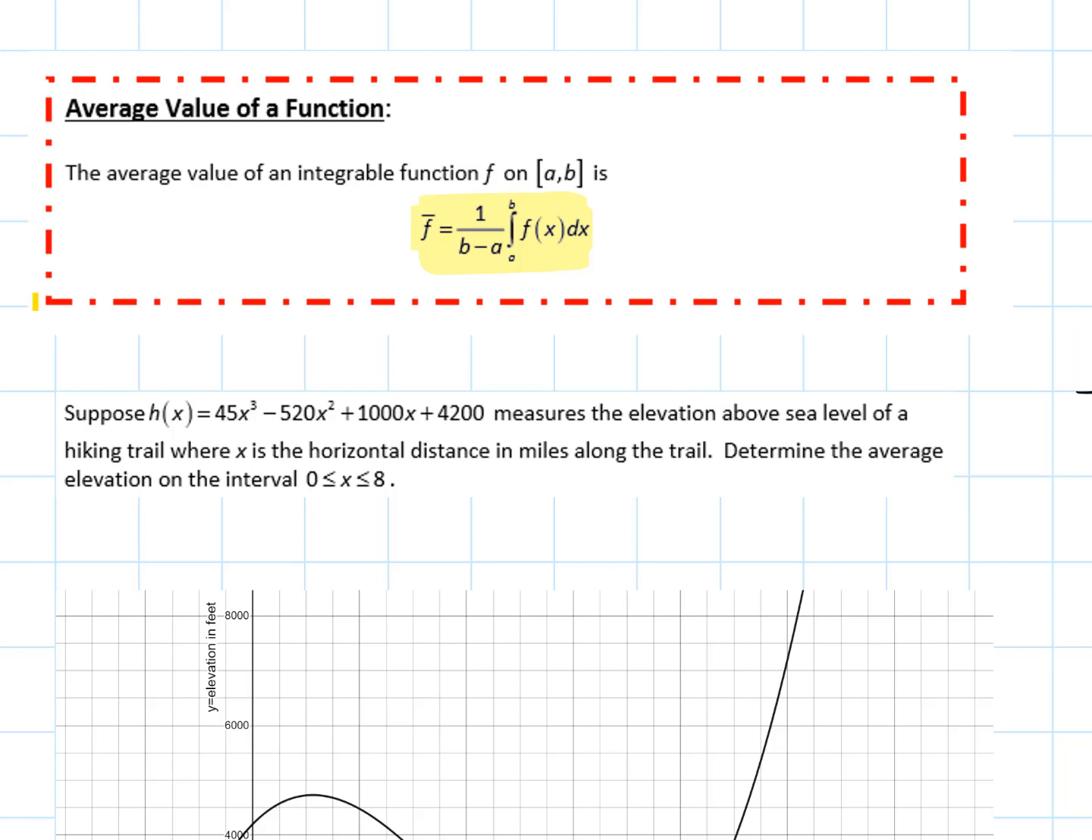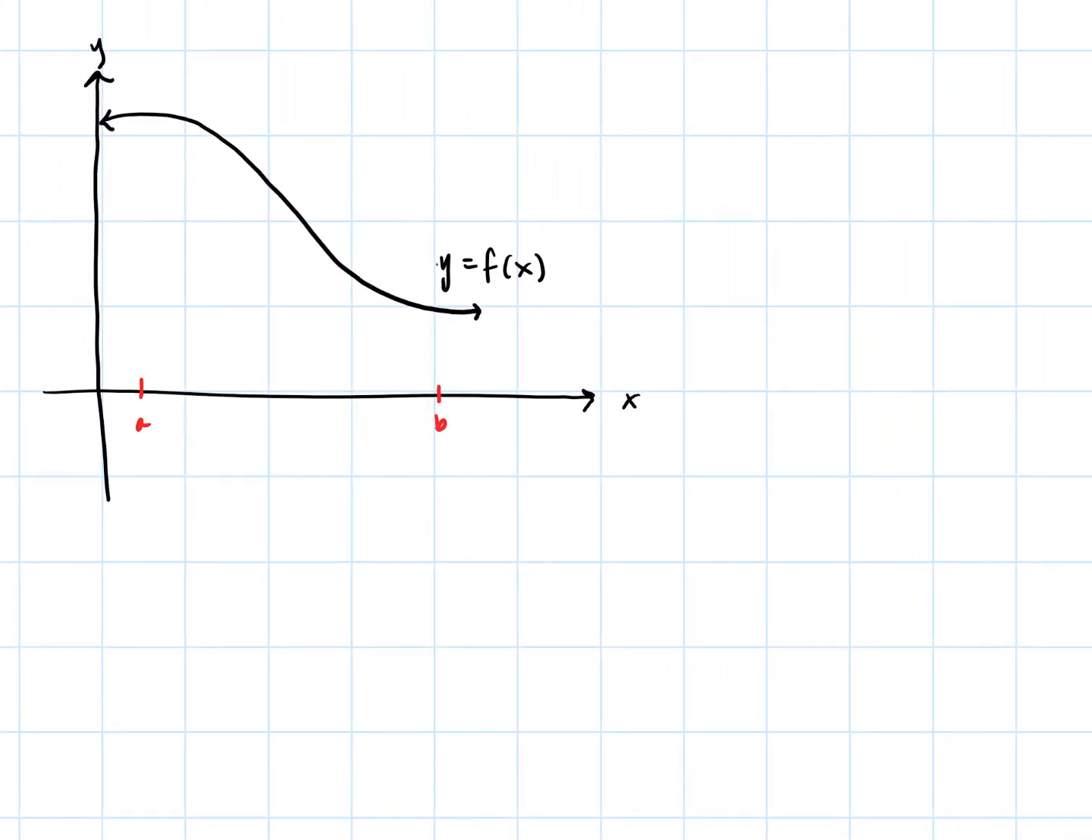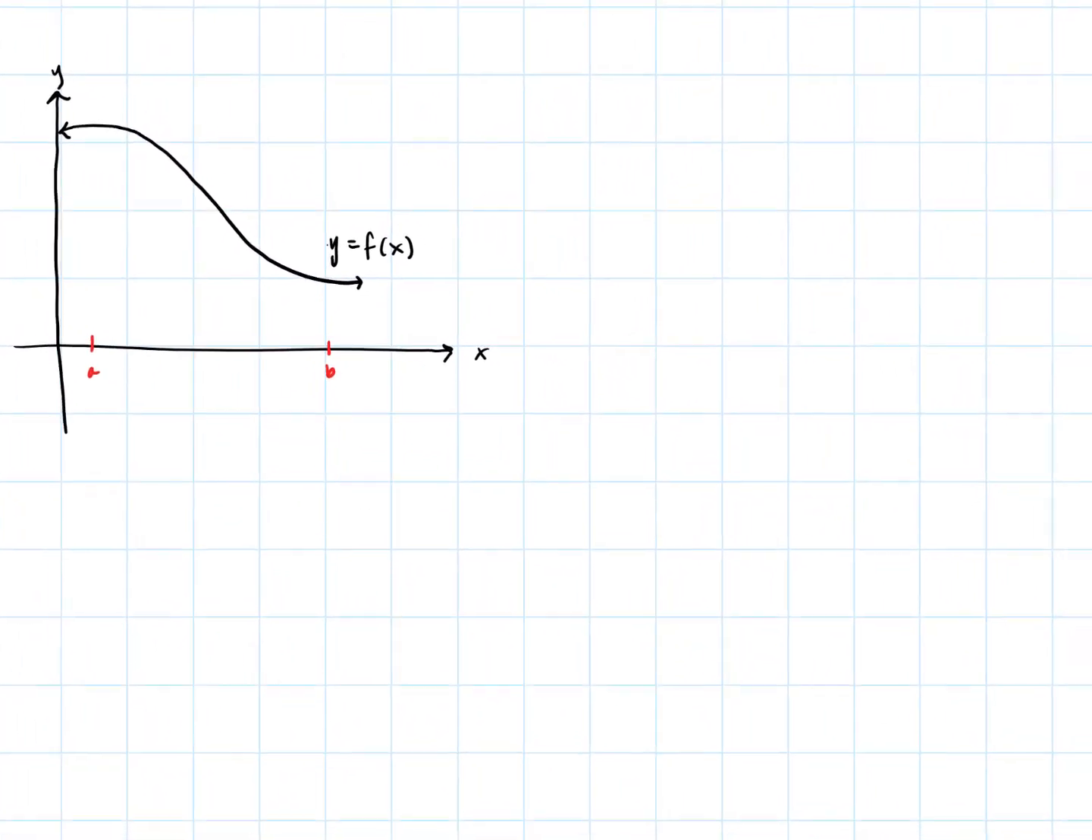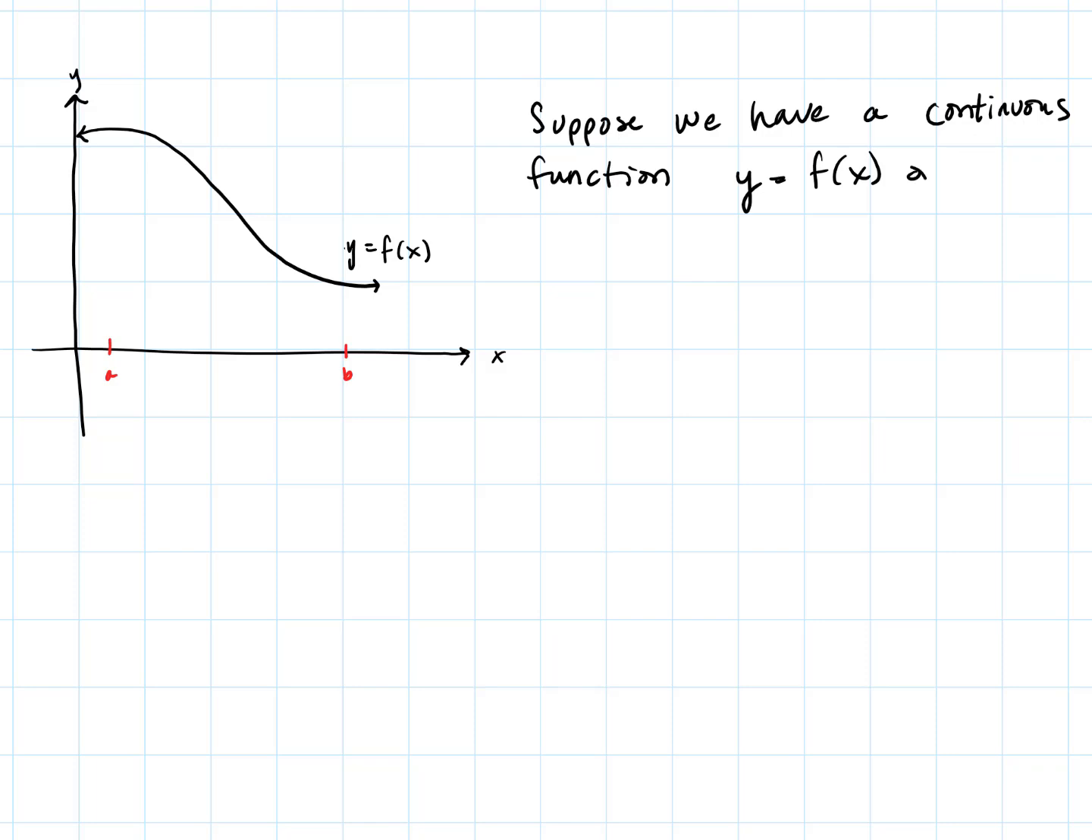So where does that come from? Before we get into this example of applying that average value, let's talk about where it comes from. So let's suppose that we have a continuous function like I've drawn here, y equals f of x on the closed interval from a to b.